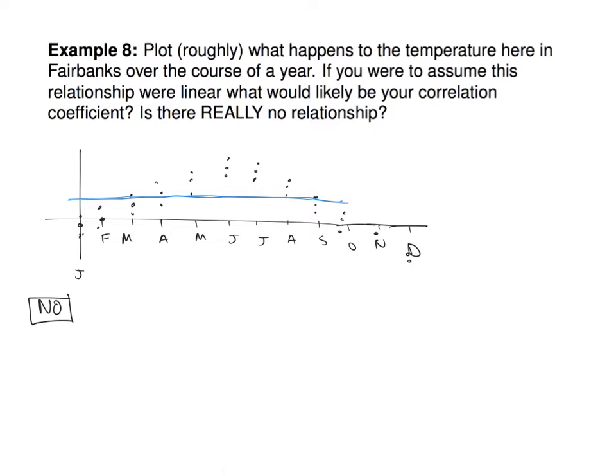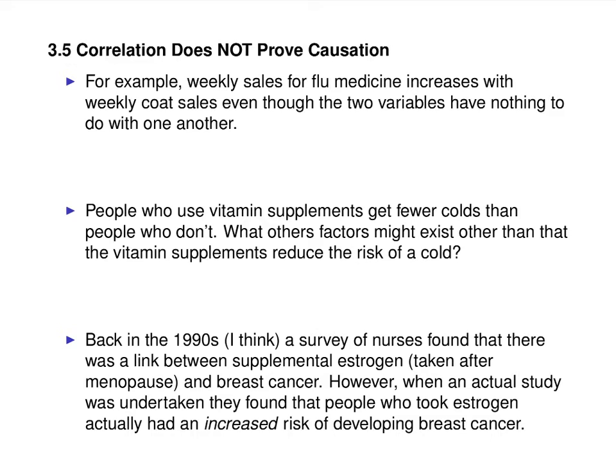Okay. And the last thing we want to talk about is that correlation does not prove causation. So, for example, do you think that the sales for weekly flu medicine will increase along with coat sales? Yes, both will probably increase together, even though these variables have very little to do with one another. You don't get a cold and then go buy a coat, do you? People prep for it. But what tends to happen to us at the same time when flus hit us and coat sales go up? Tends to get cold.